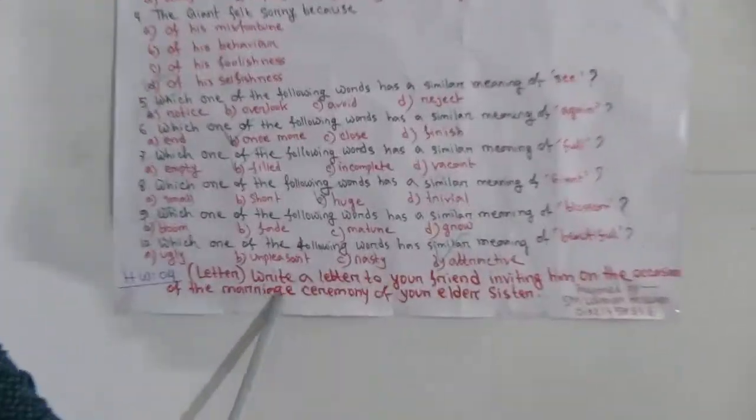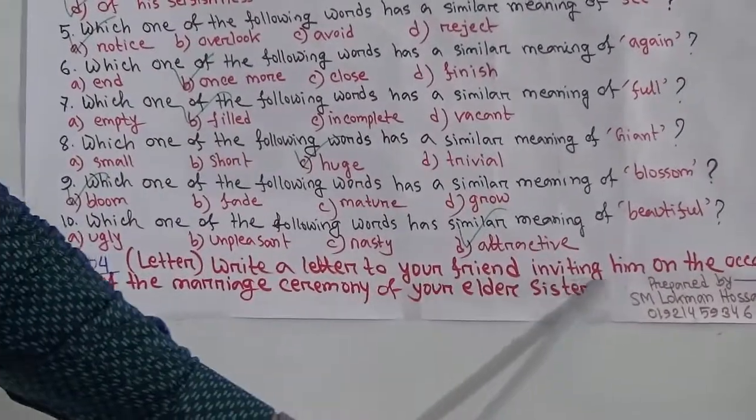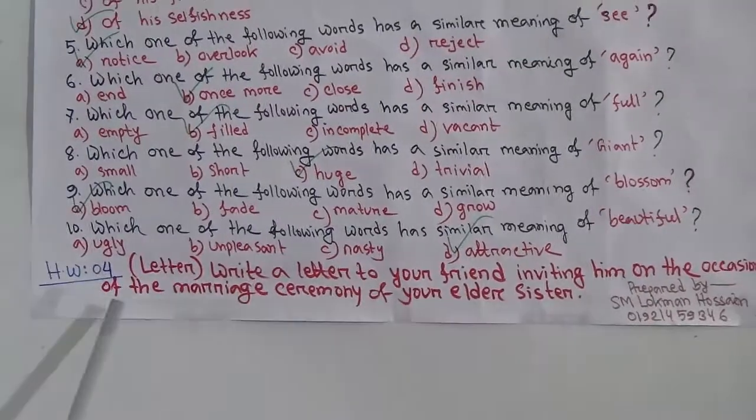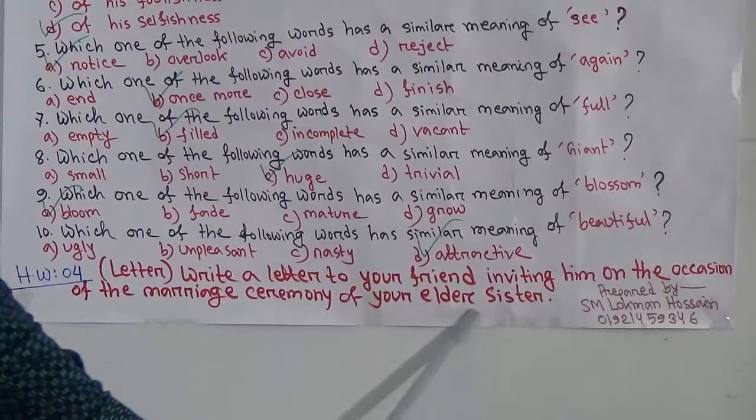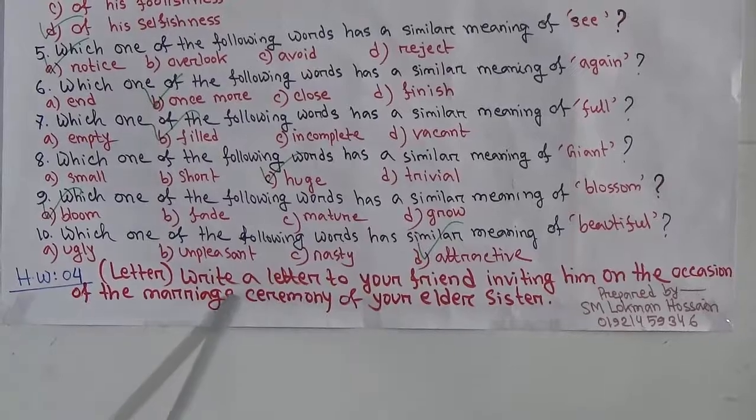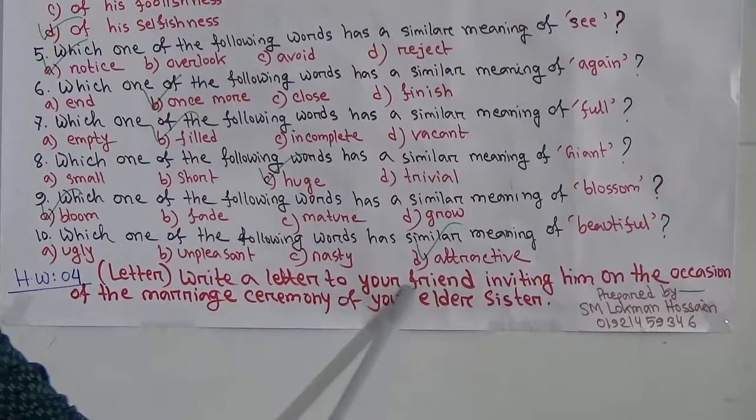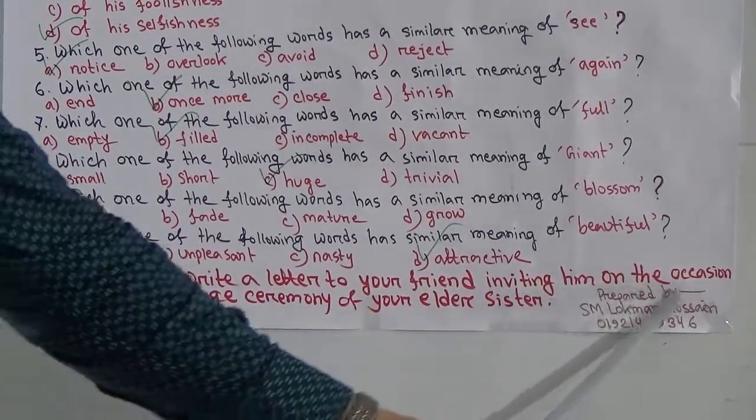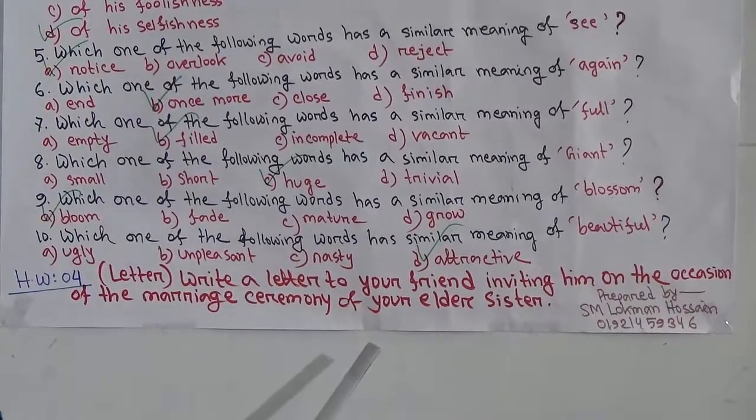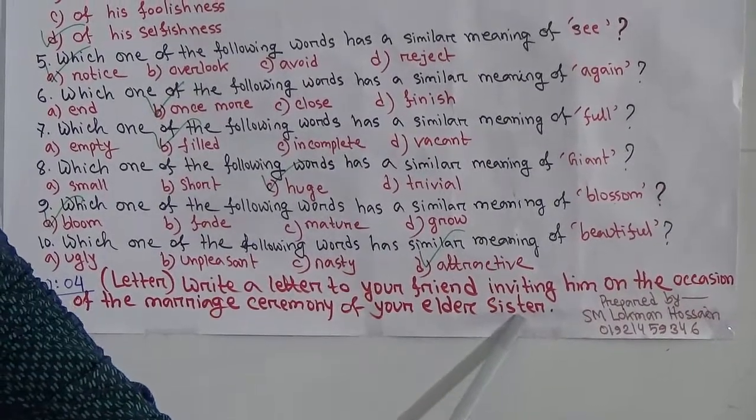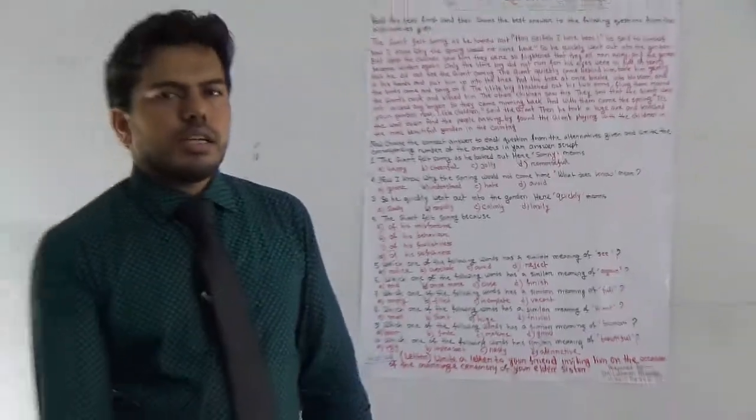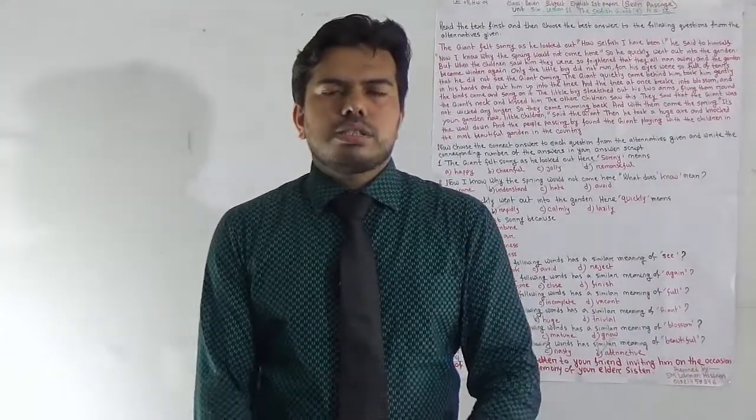Write a letter to your friend inviting him on the occasion of the marriage ceremony of your elder sister. This is letter 1. Again, write a letter to your friend inviting him on the occasion of the marriage ceremony of your elder sister. So submit this SW next Sunday, coming Sunday, and collect another one.